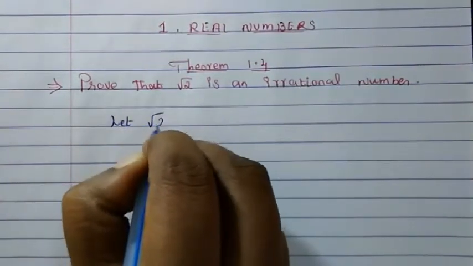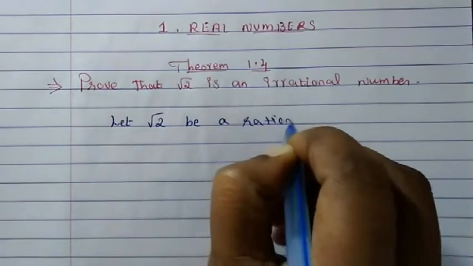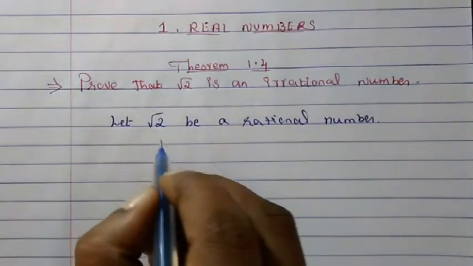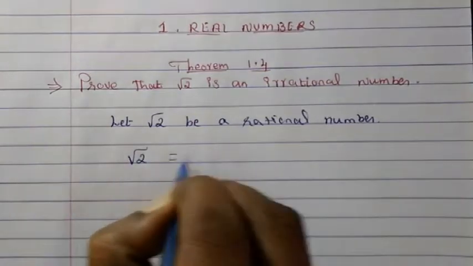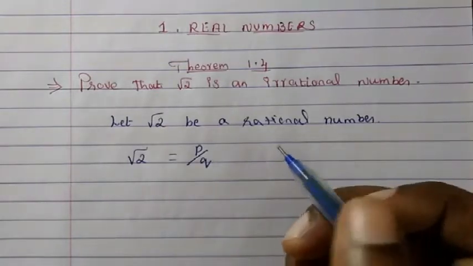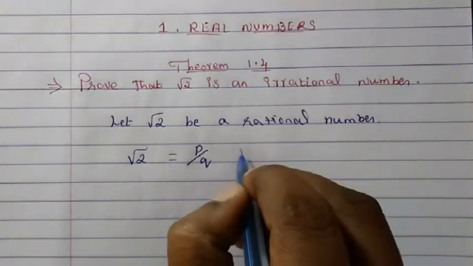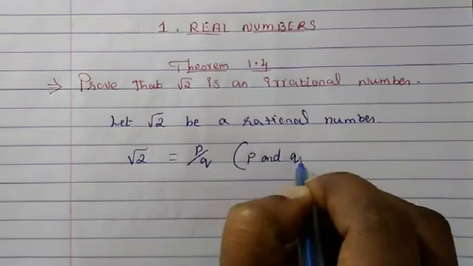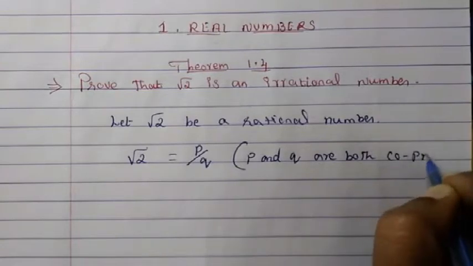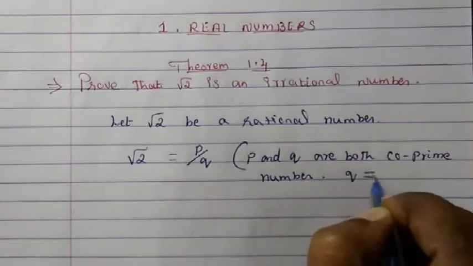Let root 2 be a rational number. So if we consider root 2 as a rational number, root 2 can be written in the form of p/q, because we said rational numbers are written in the form of p/q. So root 2 also, whatever answer comes, we can write in the form of p/q, where p and q are both co-prime numbers, and q will not be equal to 0.